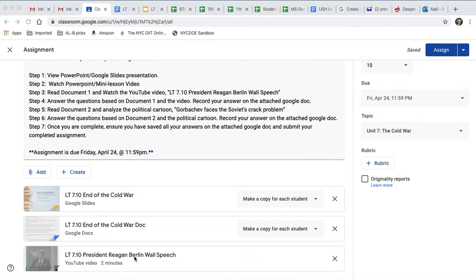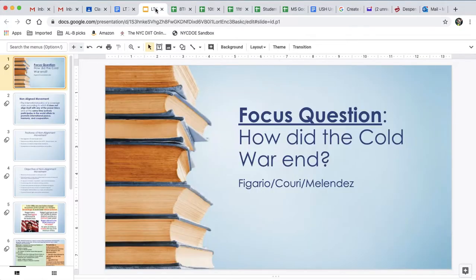And then a brief video of President Ronald Reagan's Berlin Wall speech. It's very important because one of the documents you're going to be reading is his actual speech. So it would be nice to see the video as a kind of read aloud, and I want you to pay attention to how he delivers his speech. It's a very iconic speech, and the way he emphasized certain words and brought the speech to life is really fascinating. So let's jump right into the Google Slides.